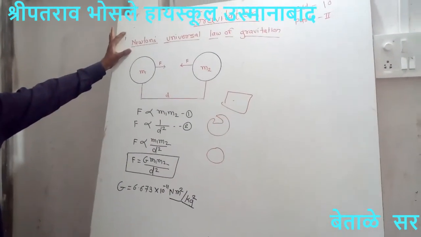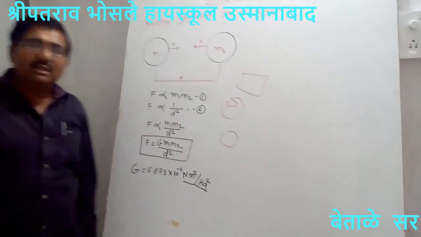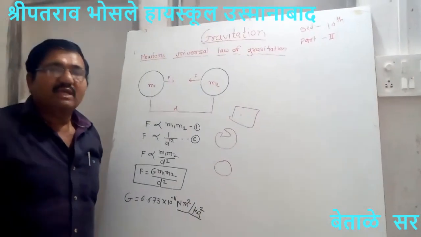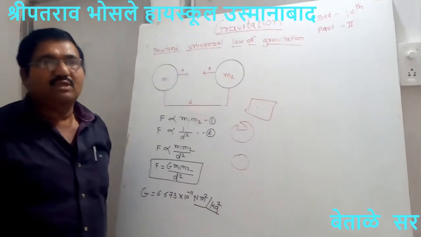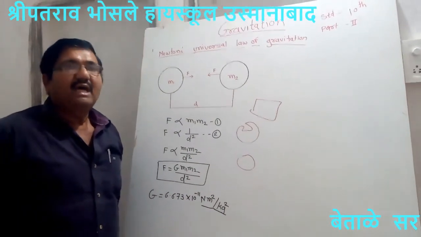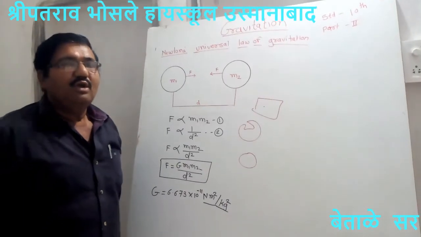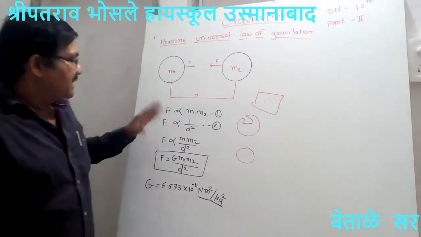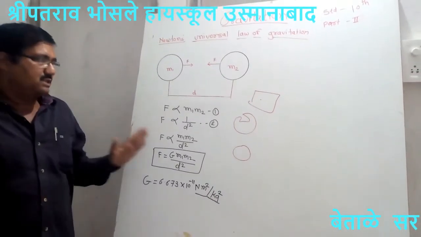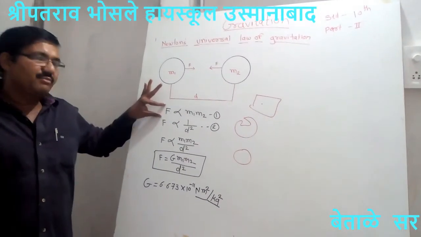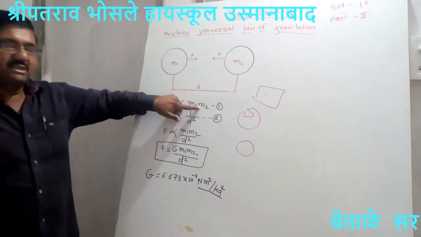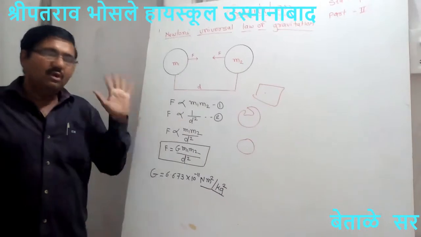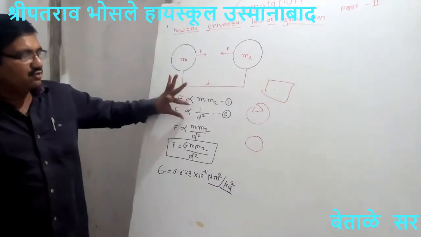ग्रॅव्हिटेशन पाहिलेलं आहे. लॉ काय सांगतो, every two objects in the universe there is a force of attraction, and this force of attraction is directly proportional to product of their masses and inversely proportional to square of distance between these two objects. And mathematically we derive these equations as, that is F is directly proportional to product of their masses, that is m1 m2, and F is inversely proportional to square of distance between these two objects.